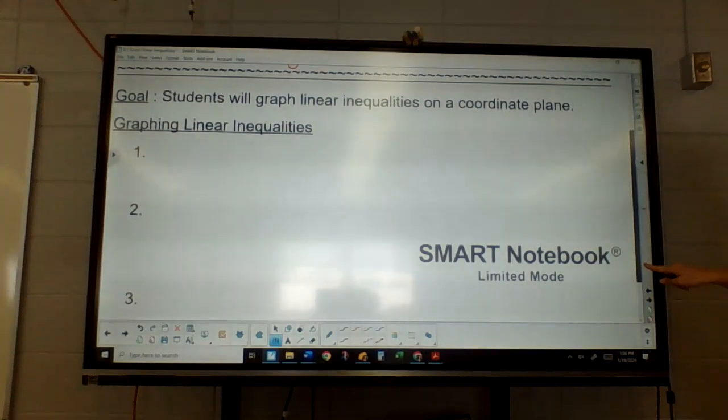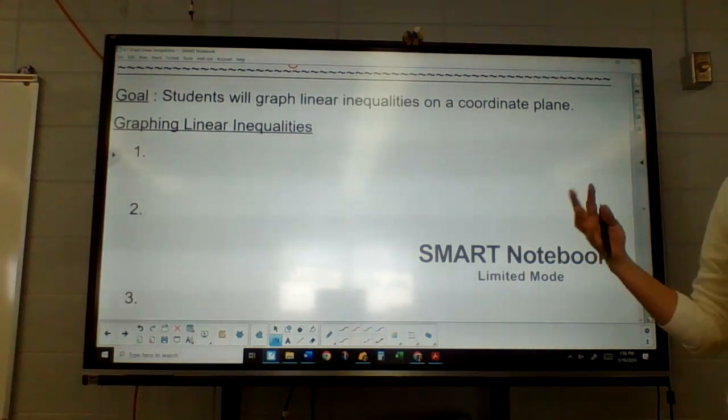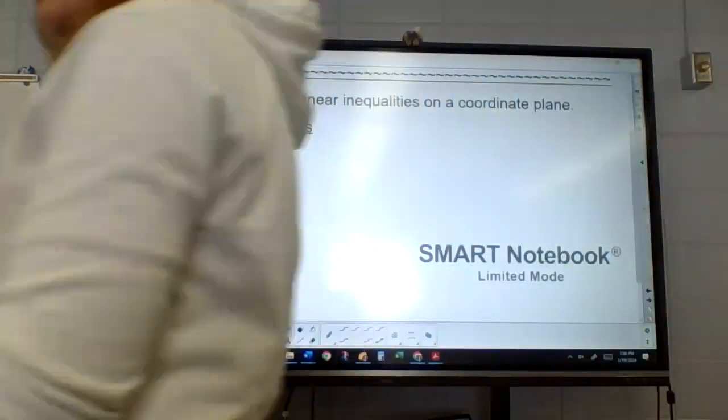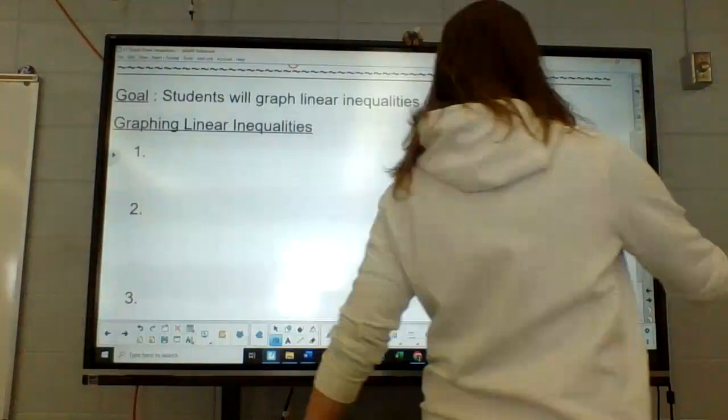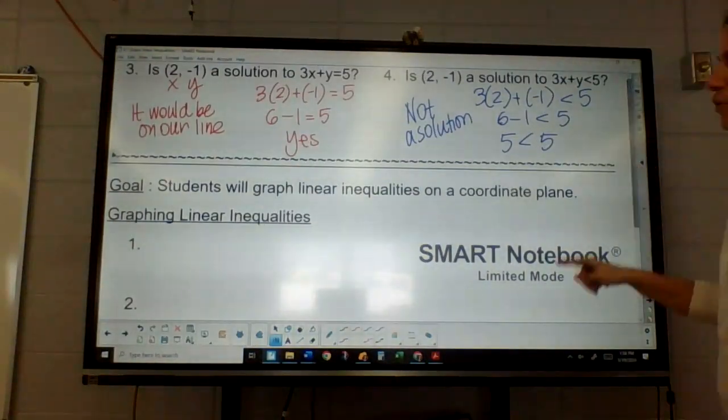So we're going to graph linear inequalities. I'm going to write the steps down here as we're going, and then we'll do an example when we get to the back side there. Can you write down those other parts though, please? Guys, you got to be taking notes, please.